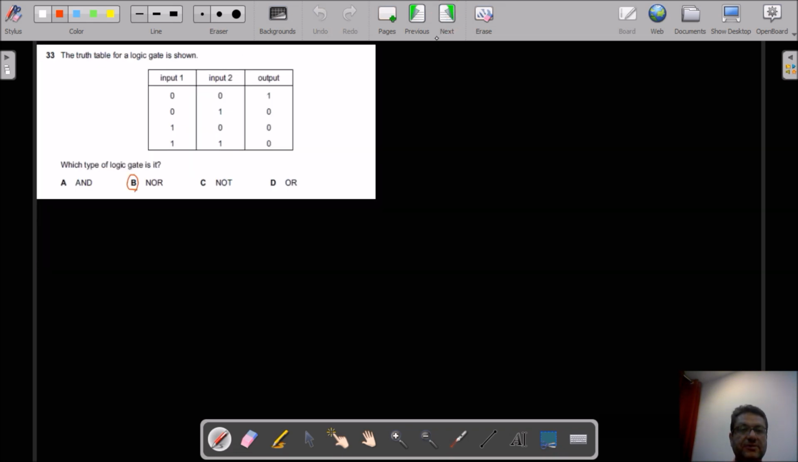Question 33, the truth table for a logic gate is shown. Which type of logic gate is it? When input 1 is 0 and input 2 is 0, the answer is 1. When these two are 0, the answer is 1, and for other choices, the output will be 0. That's why it is a NOR gate, because in a NOR gate, when both of them are 0, the output will be 1, and for other choices it will be 0. So this is a NOR gate.